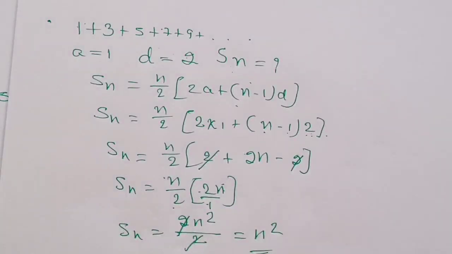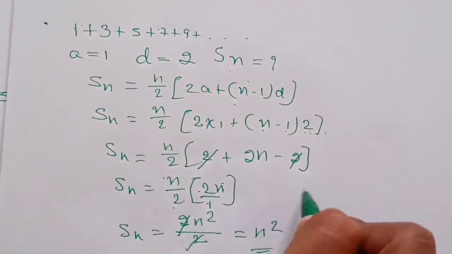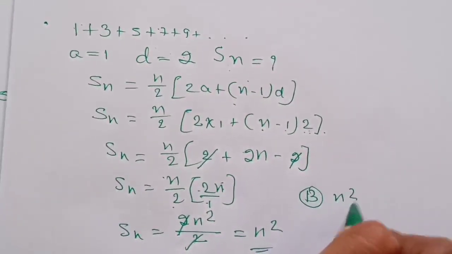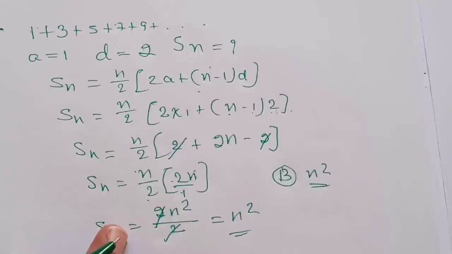Okay. So therefore which option is correct? The B option is correct. B is n square. Okay, so that means you need to shade the B.